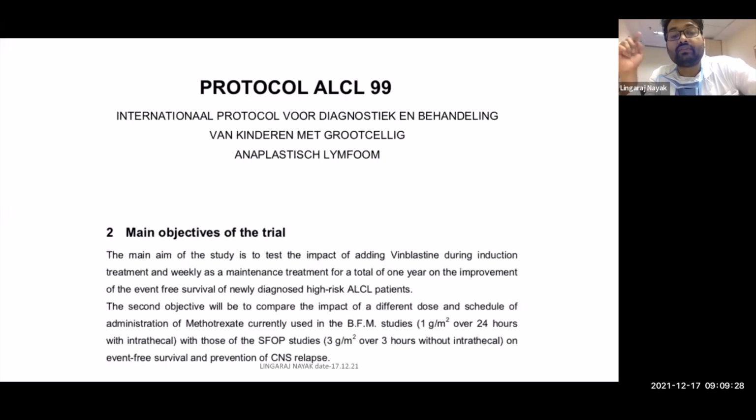Second was, if you add vinblastine to the existing regimen, whether it adds or improves the event-free survival. So why vinblastine? Because in the relapse setting, I will show in my relapse refractory slides, where vinblastine single agent has shown phenomenal efficacy in terms of response rate. So that's why this trial was looking at whether you can add vinblastine to the intensive regimen.